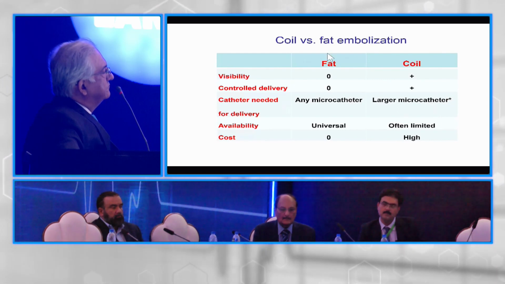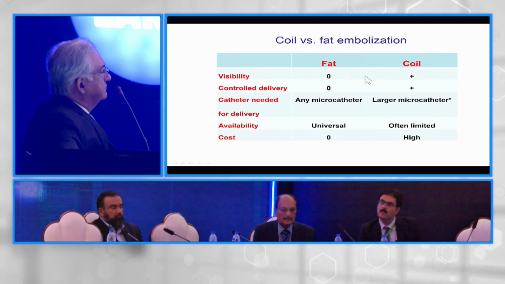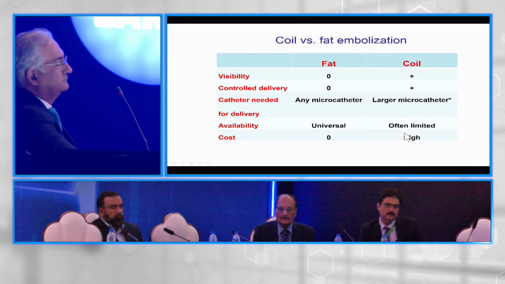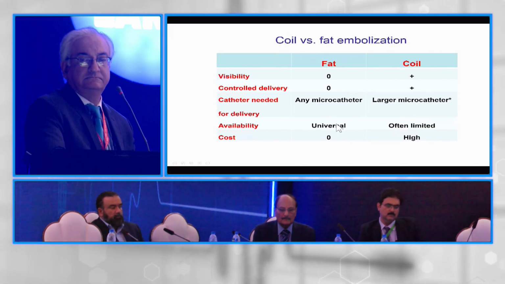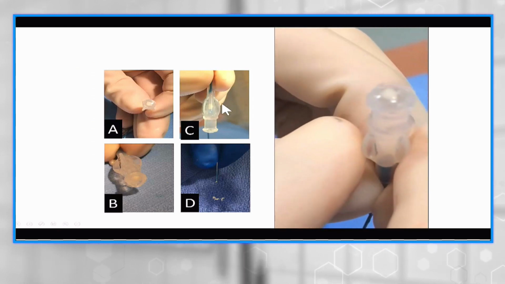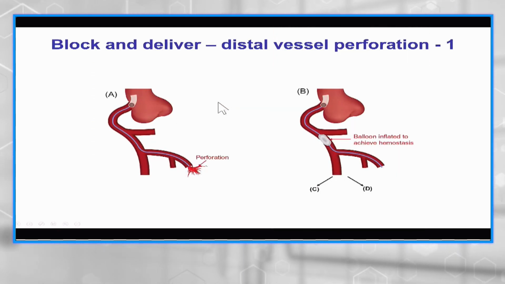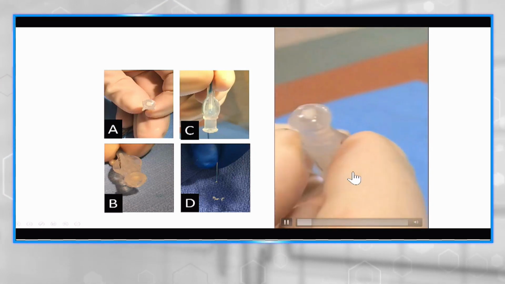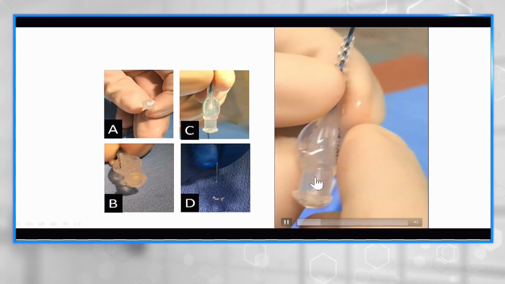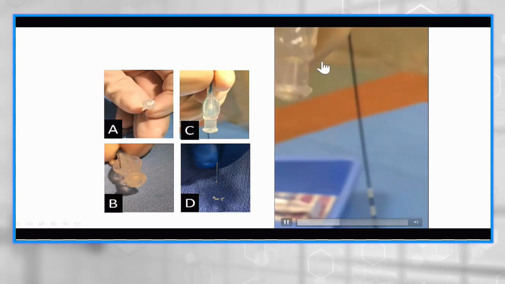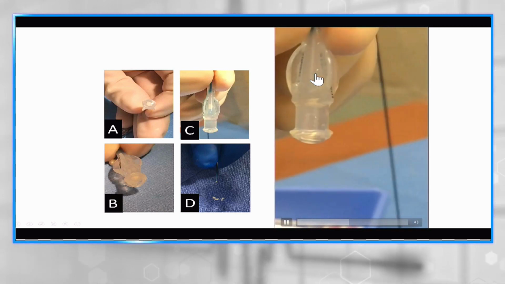These are treated with coil or fat embolization, which have advantages and disadvantages. The coils are very visible, but are expensive and not available in all cath labs, whereas fat is universally available without any cost. But the problem with the fat is that we cannot see it, and that is why we dip it into contrast. Another problem with fat is that it can be difficult to load because it tends to float and tends to fall off the microcatheter. So one way to achieve hemostasis is to turn it upside down and then use a small syringe to inject the fat all the way to the perforation site.